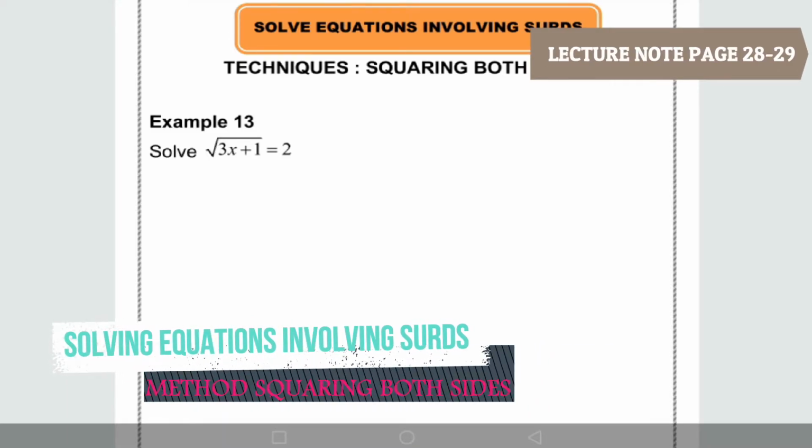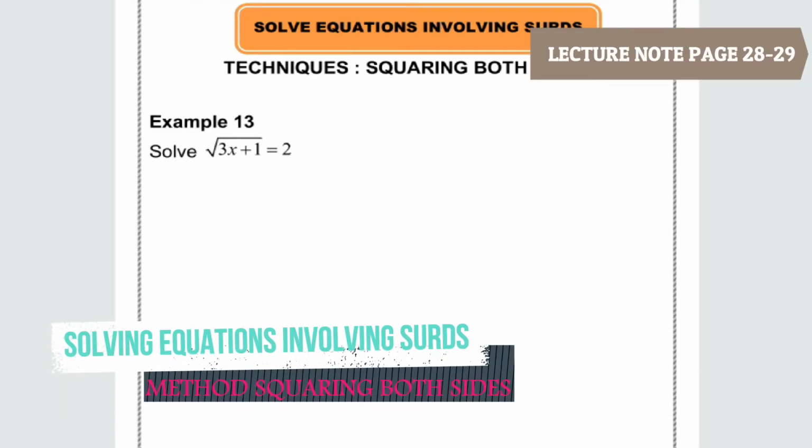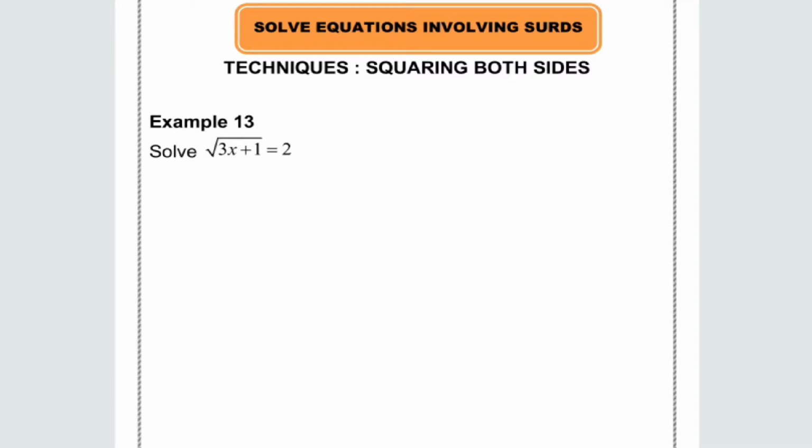In today's video, we are going to learn how to solve equations involving square roots. We are going to use the technique of squaring both sides to solve these equations. Now, let's look at example 13. Solve √(3x + 1) = 2.